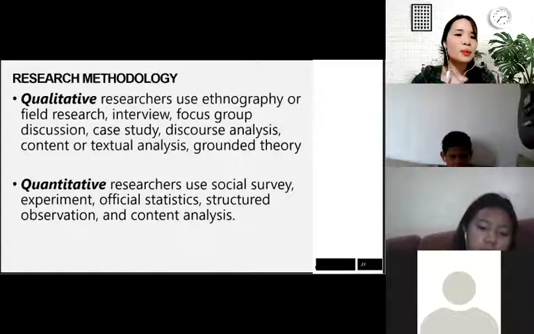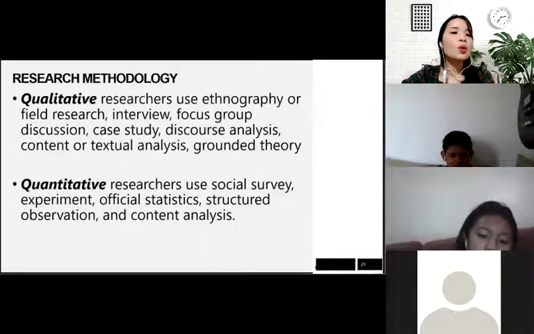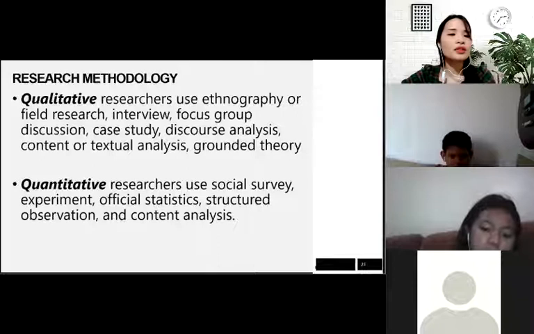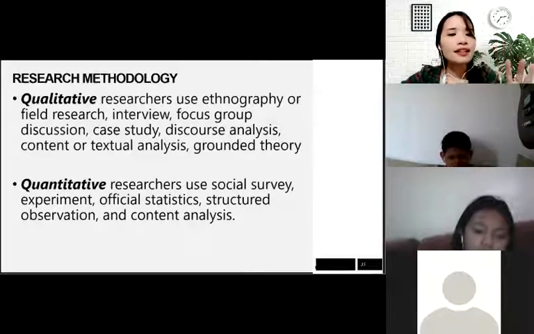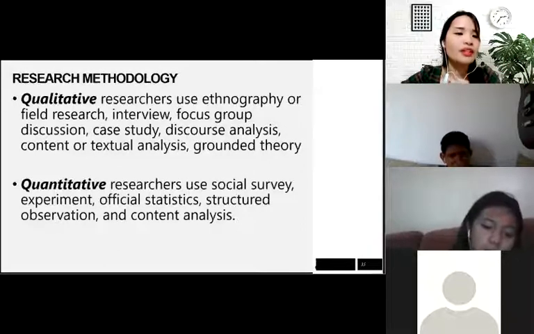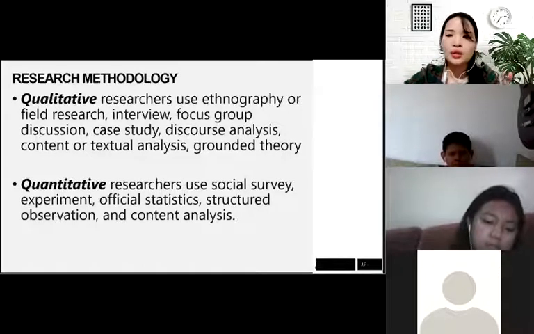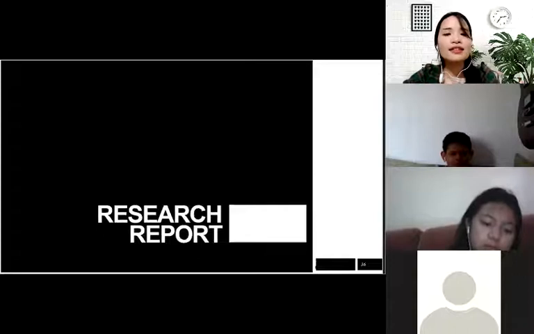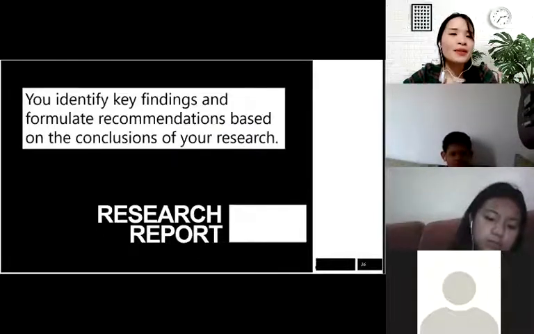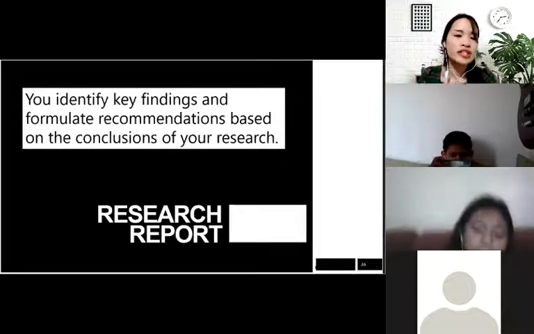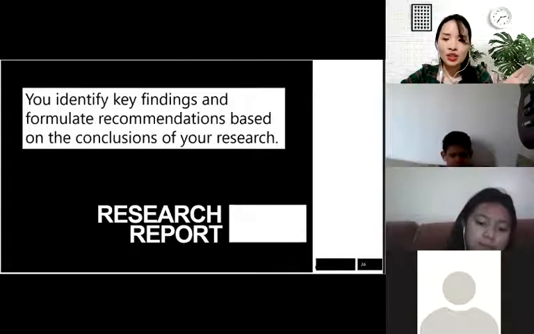Okay, these are the methodologies qualitative researchers use: ethnography or field research, interview, focus group discussion, case study, discourse analysis, content or textual analysis, grounded theory. For quantitative researchers, they use social survey, experiment, official statistics, structured observation, and content analysis. Okay, since our focus is qualitative, then you have to understand that one. And then last but not the least, the final stage is writing a research report. You identify now the key findings and formulate recommendations based on the conclusion of your research.